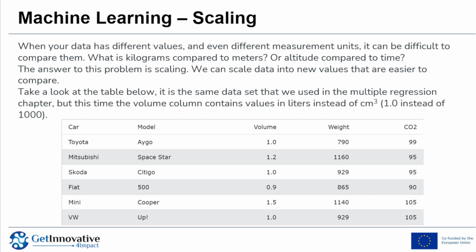For the scaling purpose, when we have different values and even different measurement units, it is very difficult to compare. So the answer is scaling. And in order to scale, let's take a look at the table below. It is the same data that we used in the multiple regression chapter, but this time the volume column contains values in liters instead of cubic centimeters.